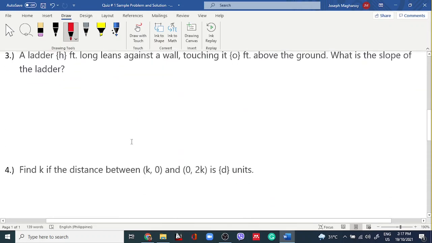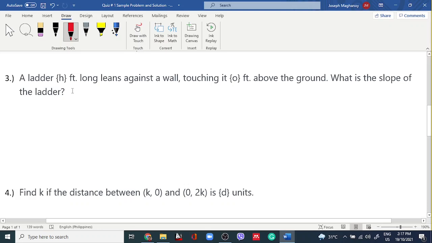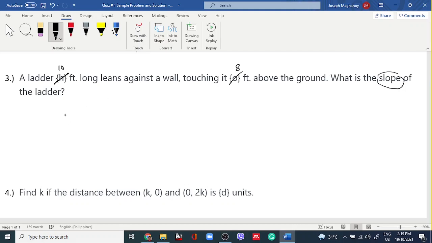Okay, moving on to your example number 3. A ladder. For problem number 3, a ladder, if I'm not mistaken, this is in your sample problem, let's assume a ladder. This is 10 feet and this is 8 feet. So a ladder 10 feet long leans against a wall, touching it 8 feet above the ground. What is the slope of the ladder? So it's simple. If you can recall in our video class discussion, let's first define the slope. What is the other term for slope? Slope is also known as gradient.